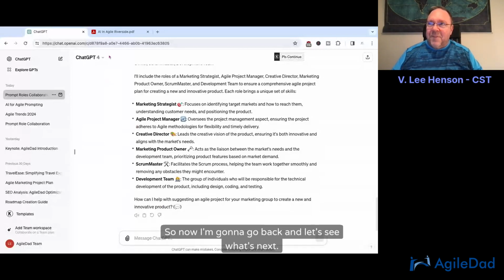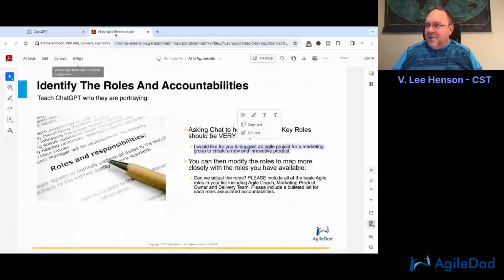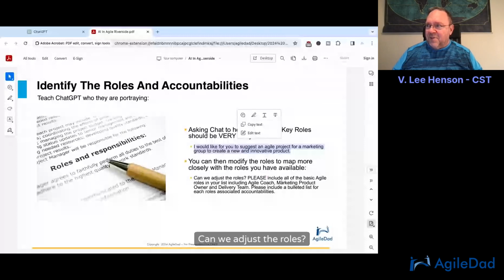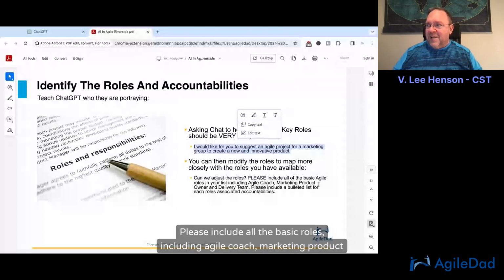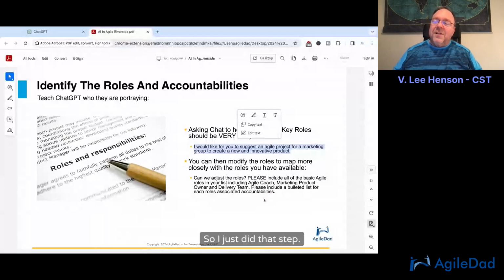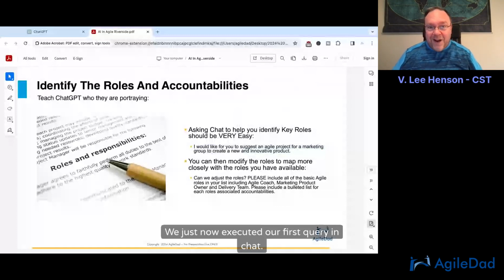So now I'm going to go back and let's see what's next. You can modify the roles to map more closely with roles that you have available. Can we adjust the roles? Please include all the basic roles, including Agile Coach, Marketing Product Manager. That's the part that I just now did, and include a bulleted list. So I just did that step, right? So very cool. We just now executed our first query in chat.